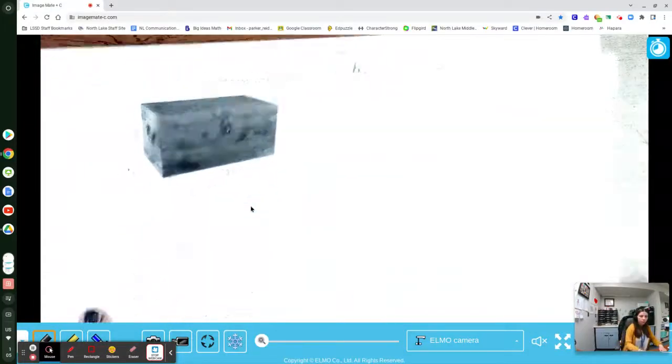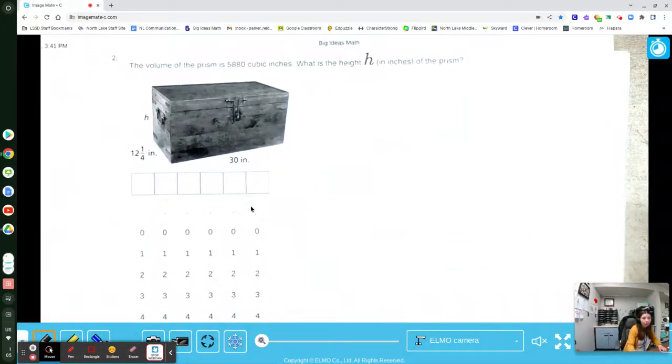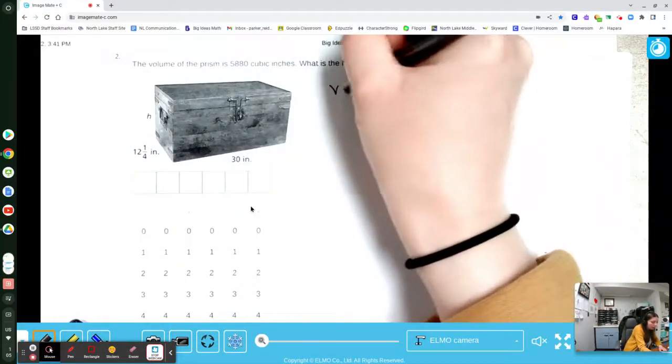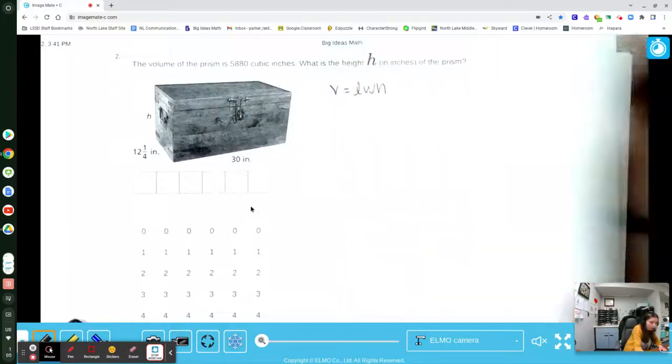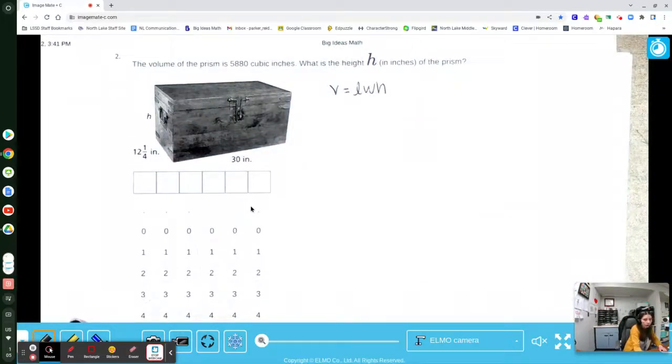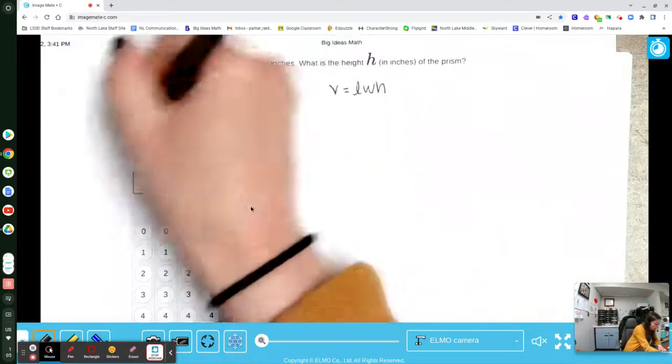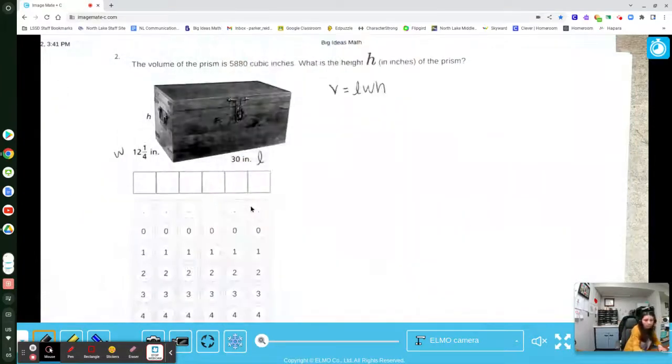Number 2, the volume of the prism is 5,880 cubic inches. What is the height, h, in inches of the prism? So first, we're talking about volume. Let's remember that the volume of a rectangular prism equals length times width times height. I'm also going to go ahead and label the length, width, and height on this. So length, width, and then height is already labeled there.